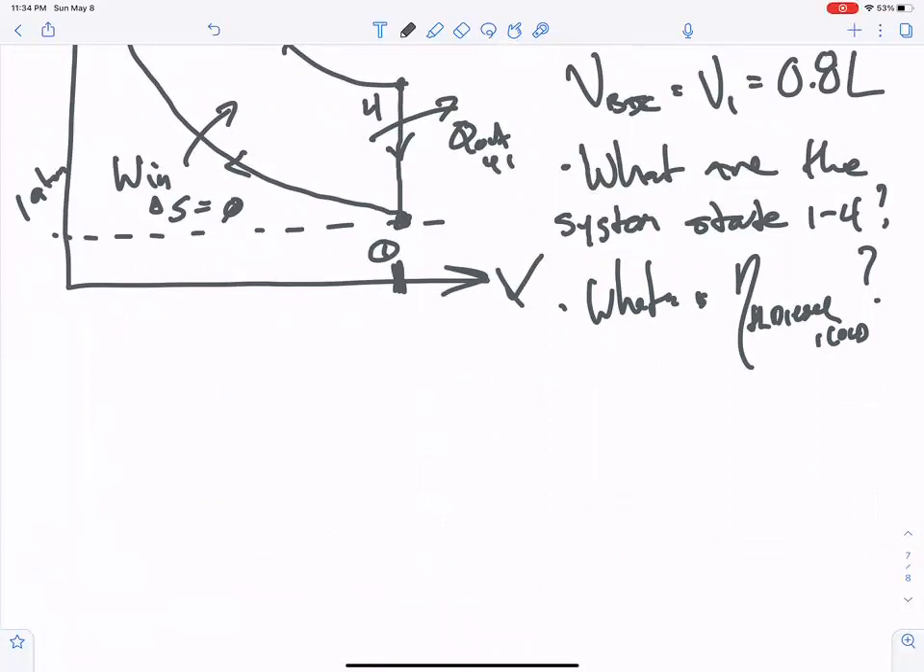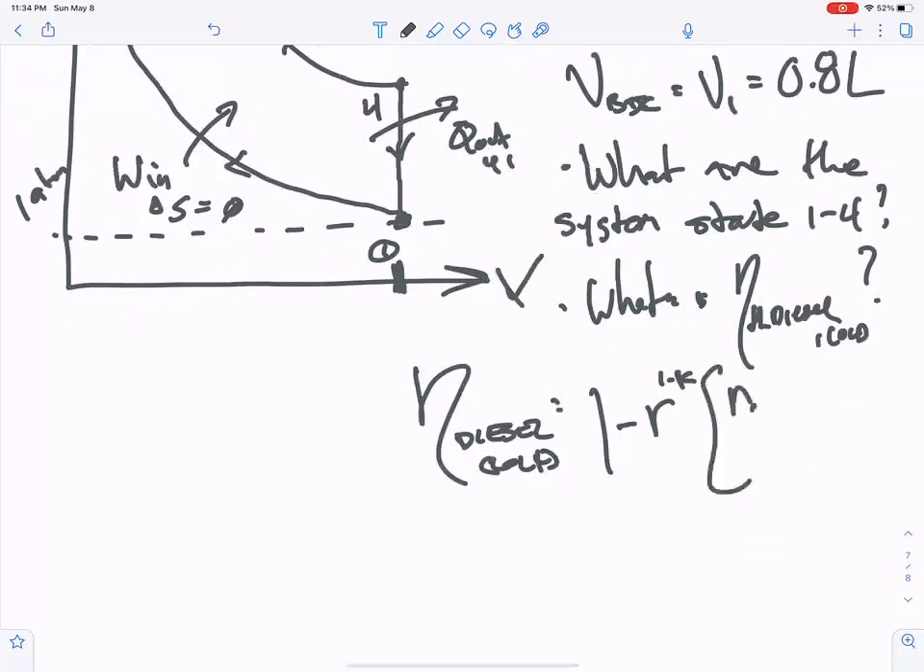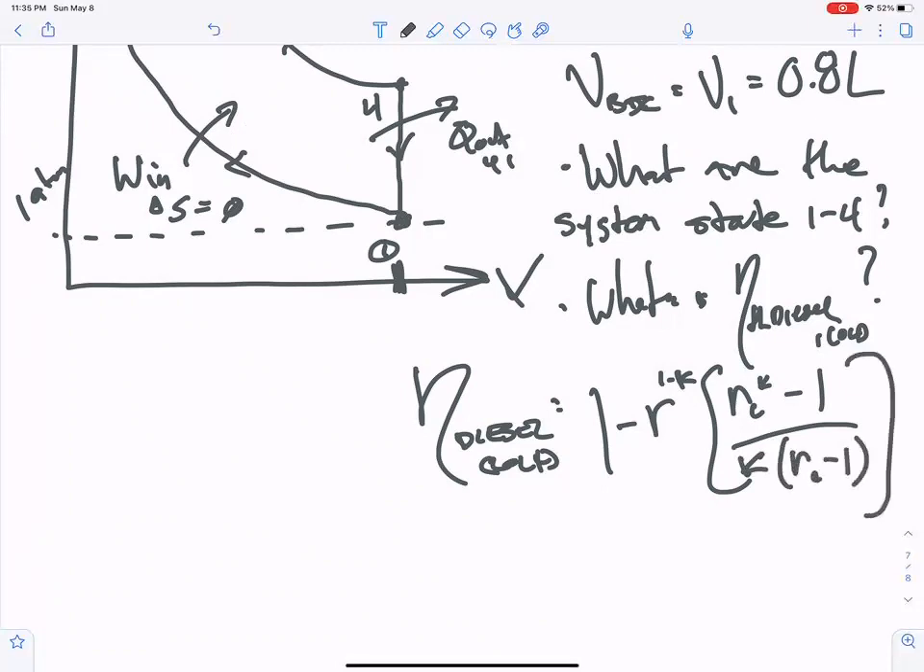Well, spoiler alert, as we spoke about in class and in the book, hopefully you've seen, if you do this analysis, the classical result is that it only depends on the compression ratio, which is r, and if we're talking about the air standard, this k is 1.4. You can use that to find this, okay, fine. But I'm going to show you the analysis to find each of these states on this process as well.